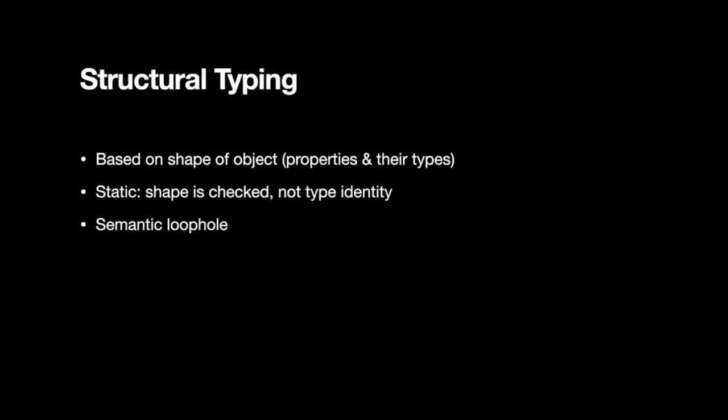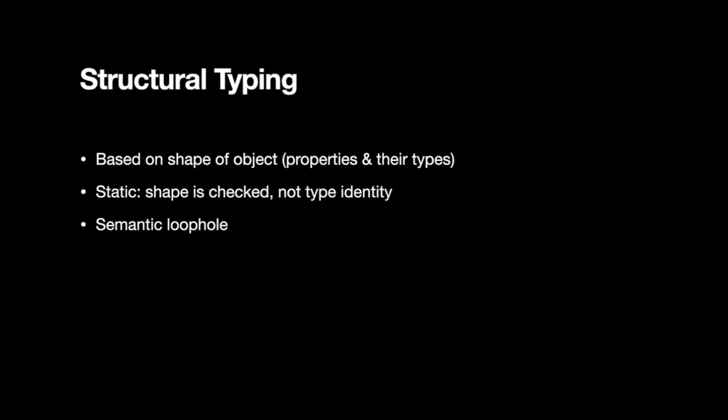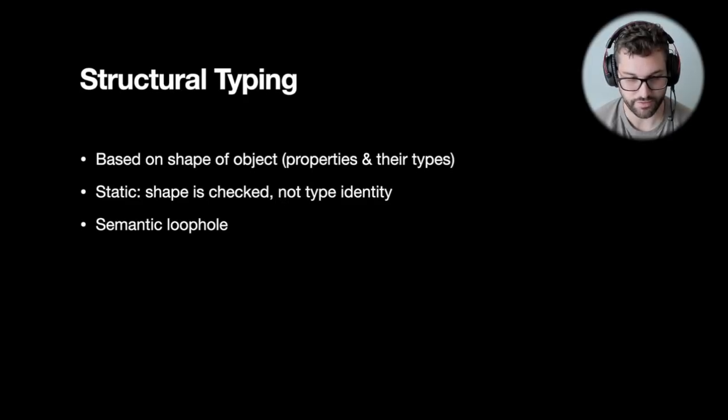Let's get into it. All right, so what is structural typing? Well, structural typing is based on the shape of the object. So we're talking about an object's properties and their types. And in TypeScript, it's statically checked. So that means at compile time, the shape is checked, but not the identity or the name or the semantics of what it is that you're defining as a type. And so that leaves in place a semantic loophole, which is what we're going to be getting at in the core of this video.